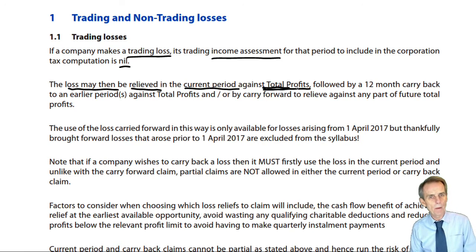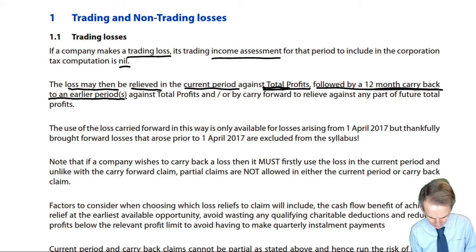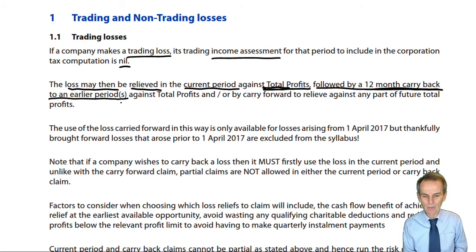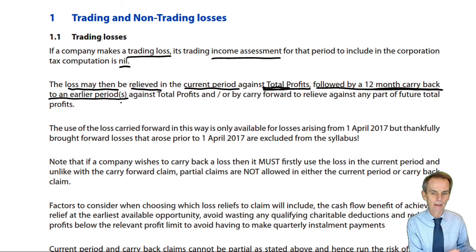If and only if we make that claim, it may then be followed by a 12-month carry back to, as we say here, an earlier period or periods. Now, normally it would be an earlier period. We would usually expect a company to be regularly preparing its accounts to a specific year end. Therefore, when in an accounting year you experience the trading loss, if you've made a current period claim against total profits, that will then allow you access to a carry-back claim. Now there it would be to the previous accounting year end. It's specifically a 12-month carry-back. So if it's year end back to year end, it's just back to the previous accounting period.